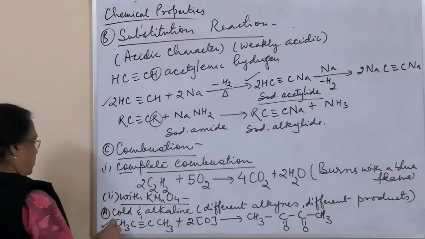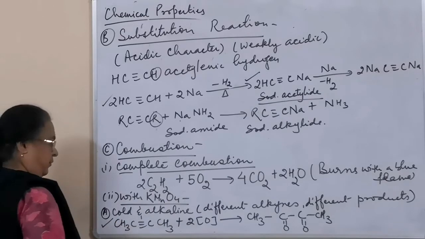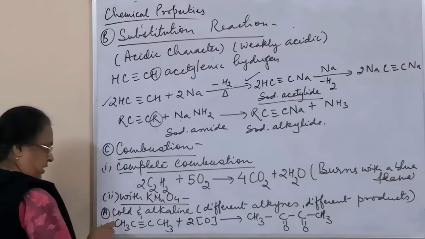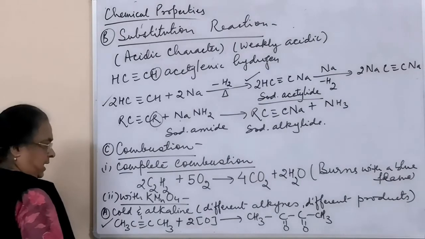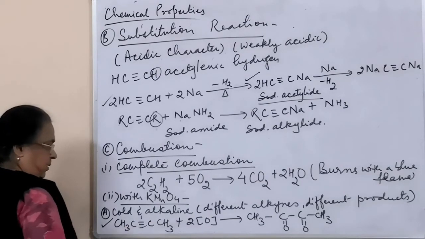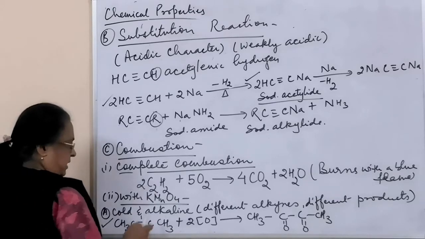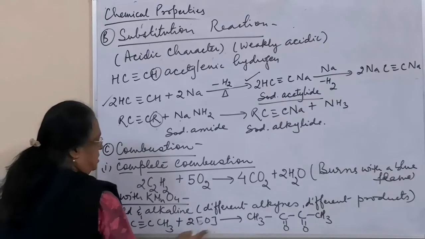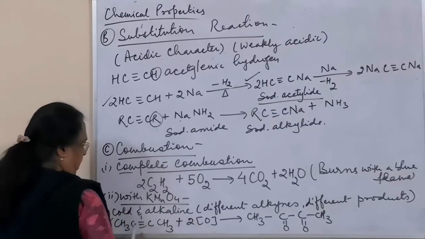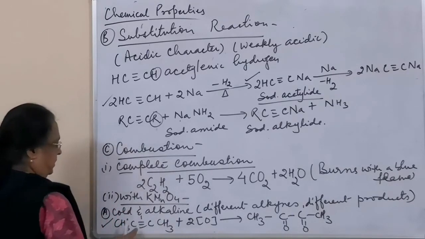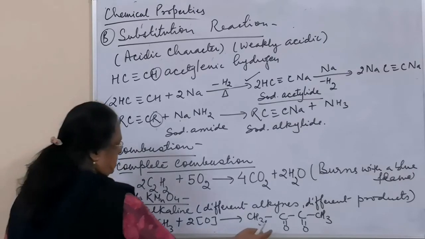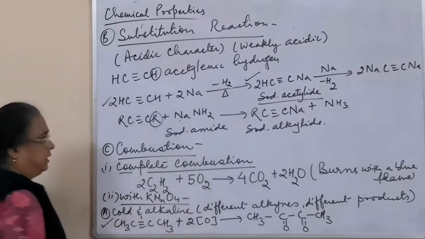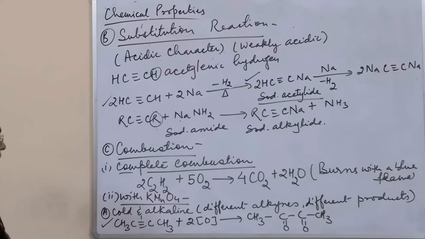This reaction is more important, when it reacts with permanganate. Under two conditions it reacts. One is cold and alkaline permanganate. When alkaline cold permanganate is taken, meaning an alkali is added to the permanganate, then nascent oxygen is released by the permanganate, and this compound will be turned into a ketone. This is a diketone that is formed.